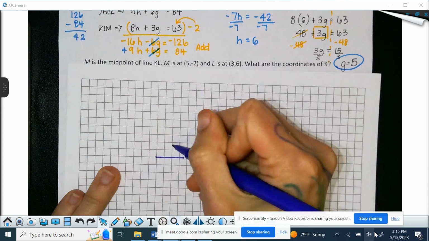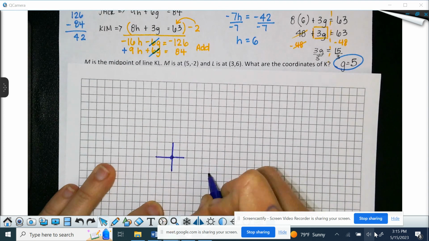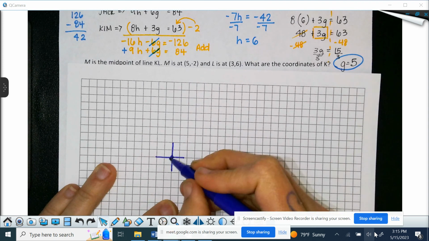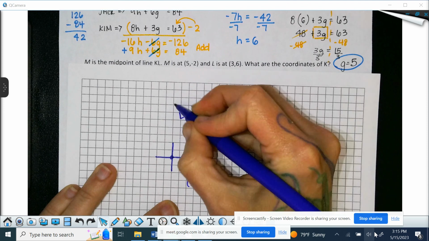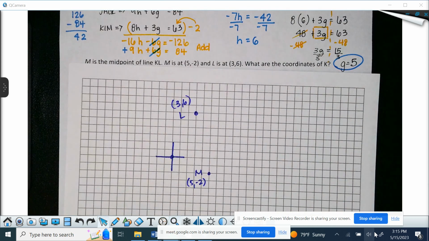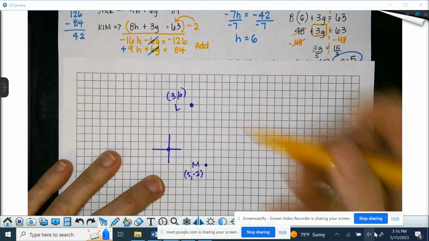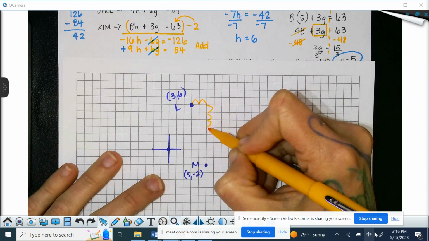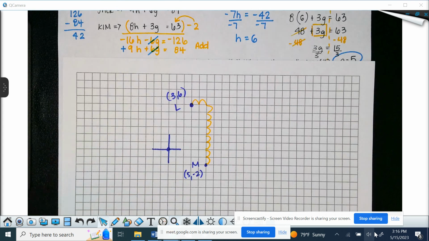So this is our 0, 0. We're going to go to 5, negative 2. 1, 2, 3, 4, 5. That's our midpoint. And then our L is 3, 6. 1, 2, 3. 1, 2, 3, 4, 5, 6. This is L. Now, you can find the other endpoint algebraically, or you can graph it. But to find the other endpoint graphically, you have to figure out how far these are away from each other anyway. So we went 2 over, 1, 2, 3, 4, 5, 6, 7, 8. And so you're just going to repeat that exact same.